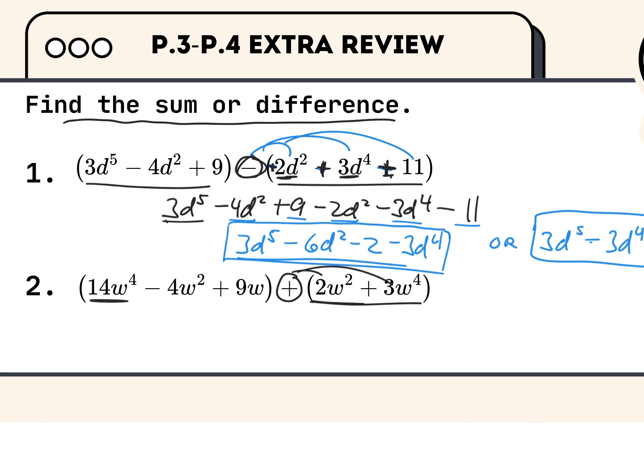So 14w to the fourth plus 3w to the fourth is going to get you 17w to the fourth, right? So just combine like terms. Minus 4w to the second plus 2w to the second, negative 4 plus 2 is going to get you a negative 2w to the second, and then nothing combines with 9w. All right, so then this is our final answer.